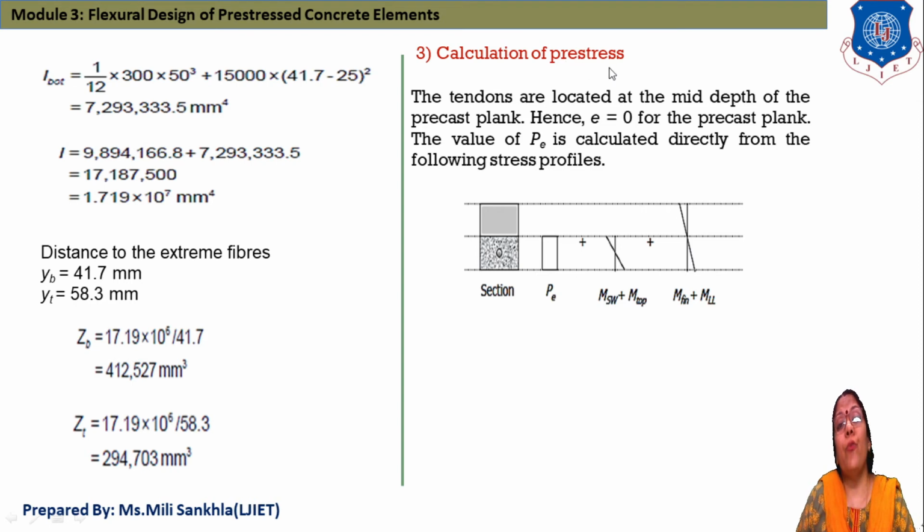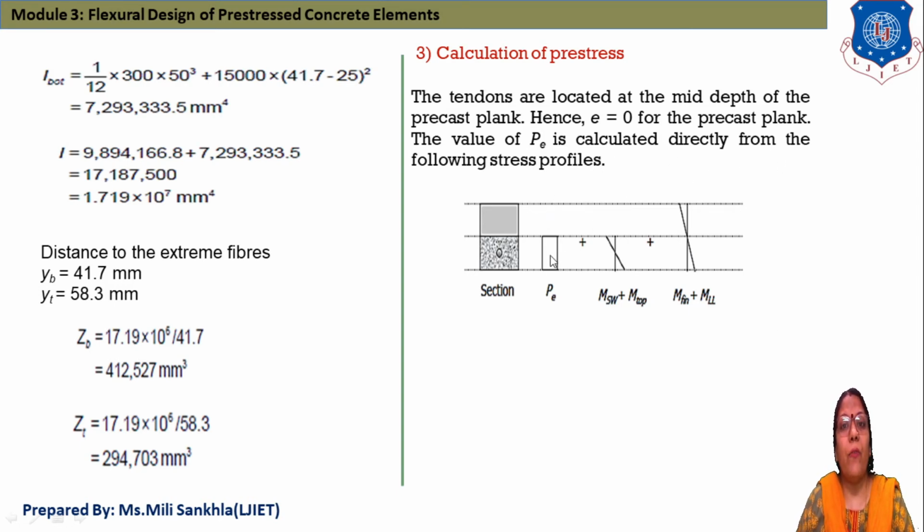Now the calculation of pre-stress. Here we find the pre-stressing. Tendons are located at the mid depth of the precast plank. This sentence is given in our data. That means eccentricity e is 0, because tendons are located at the mid depth of the precast plank. At this point our eccentricity e is 0 for the precast plank. And the value of P is calculated directly from the stress profile.